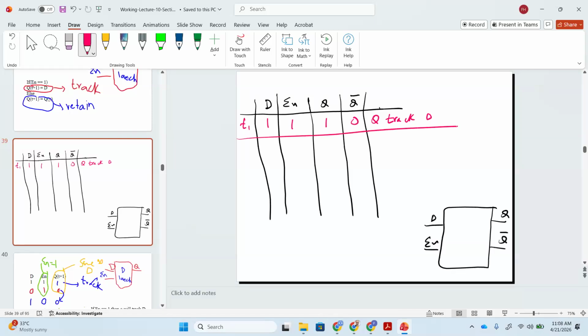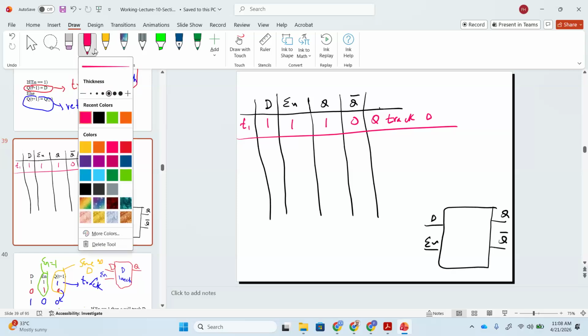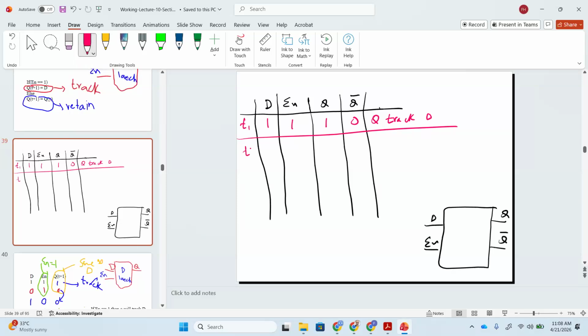Any question? Okay, now let's assume we move to time t2. This is my time t2. Now d is 1 and enable is equal to 0. Okay, so d becomes, let's assume, 0 and enable is equal to 0. What will be the value of q? Basically, if enable is equal to 0, q retains its previous value. What will be the value of q here?